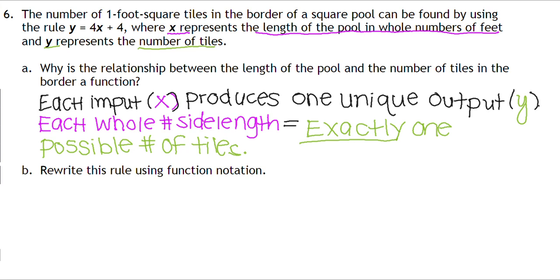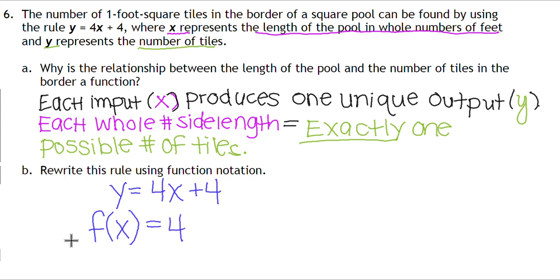And if we wanted to rewrite this rule using function notation, we could just take the equation y is equal to 4x plus 4, and we would call this a function of x. Instead of y, we could call it f of x is equal to 4x plus 4. And that is how you would write that in function notation.